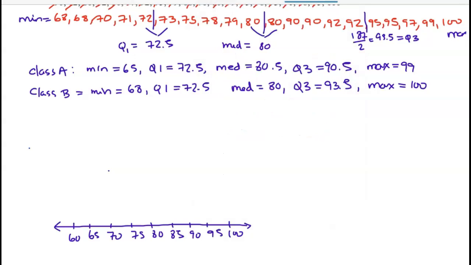We're going to put a dot at the minimum. We're going to put a dot at the maximum, which is 99. We're going to put a bar at Q1, the median, and Q3. So 72.5, there's a bar. At 80.5, there's a bar. And at 90.5, there's a bar. With the 3 bars, you make a box. And from the box, you draw whiskers to the dots. Okay, so this is the box plot for class A scores.